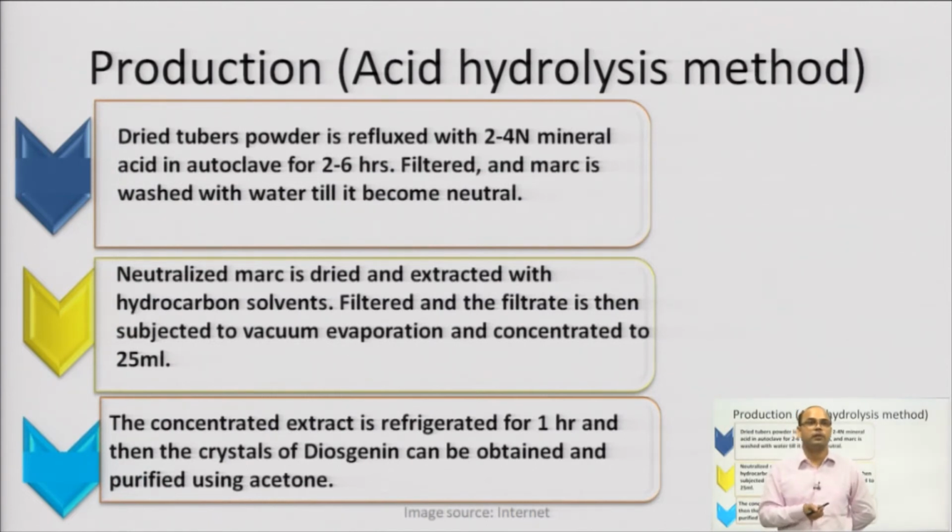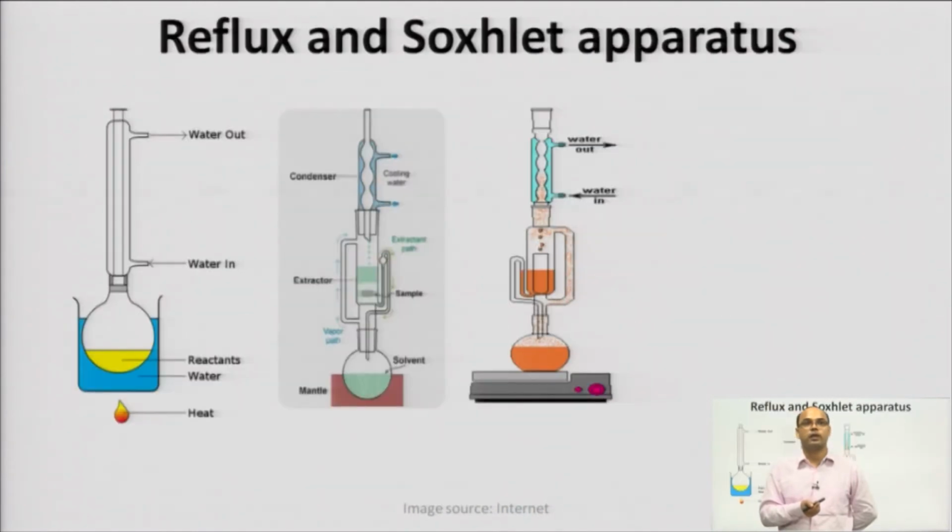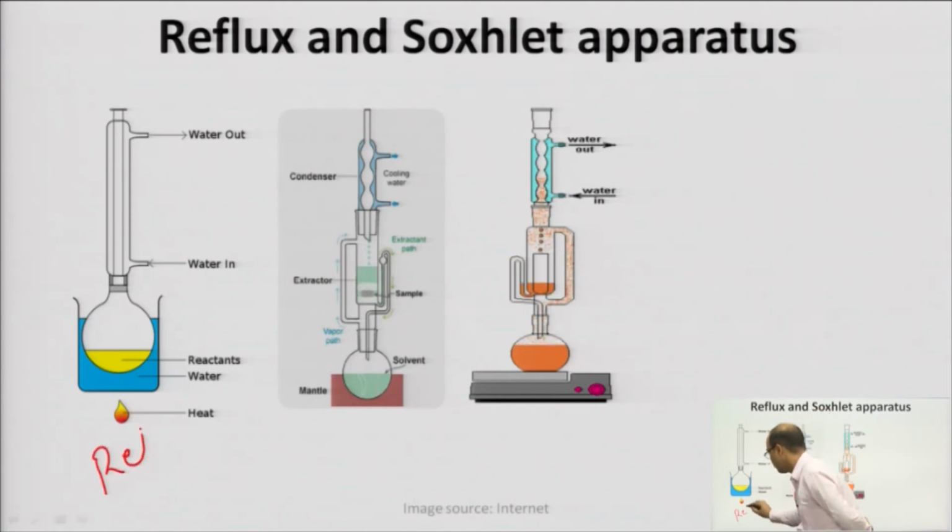In this method, we take the dried tuberous powder of the Dioscorea, and we reflux it for about 2 to 6 hours using 2 to 4 normal mineral acids in an autoclave. I would like to show you the reflux. This is the reflux we use here.